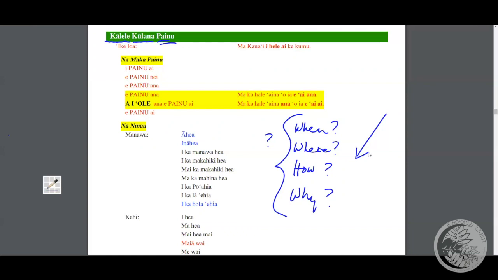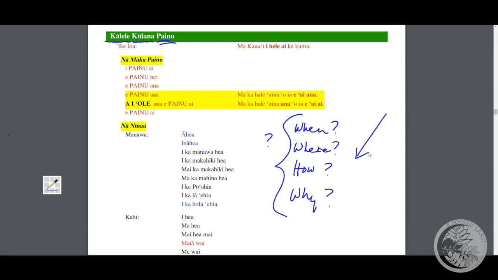Now, some important rules to remember about the Kālele Kūlana Painu. When we think about what is stressed, it's not stressing the who, it's not stressing the what, but in what we call the po'o, or the head of the sentence, it's always stressing or answering the question when, where, how, and why something occurs. Now, the Kālele Kūlana can be used in all tenses, whether it's something of the past, present, or, of course, in the future.